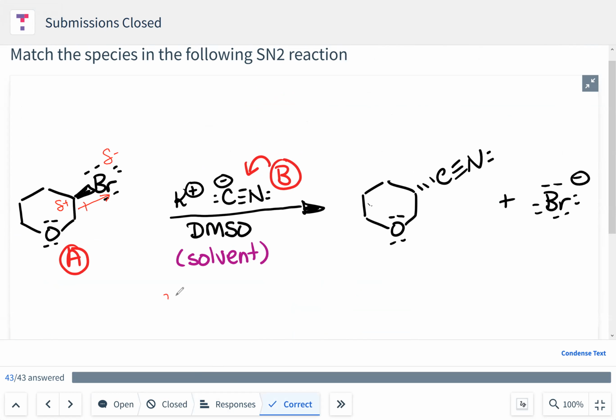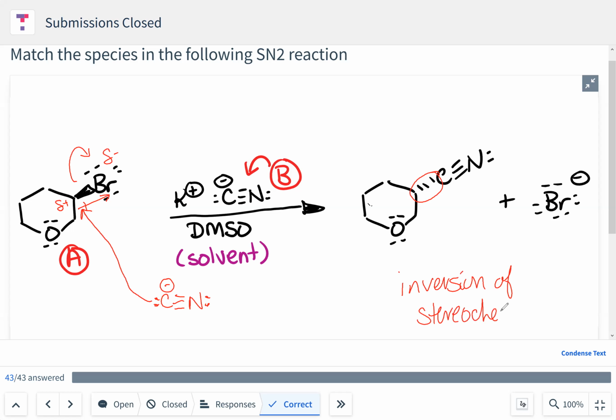We've got our nucleophile. So carbon with the minus, so connect the dots, negative goes to positive. This will attack on the opposite side and that will leave. So our wedge becomes a dash over here. So we've got inversion of stereochemistry. And our leaving group is the bromide, so it's leaving.